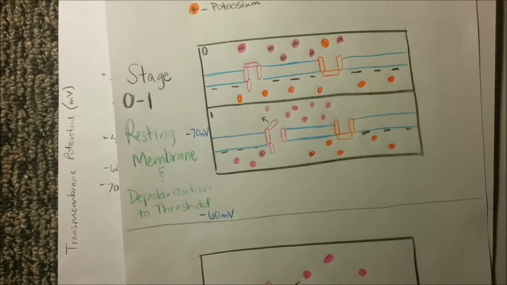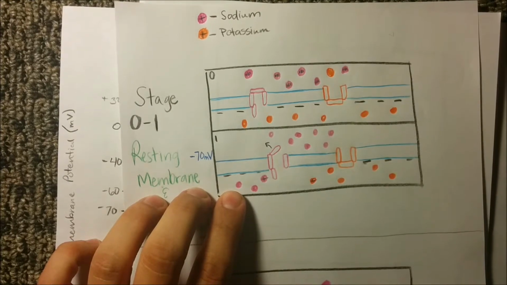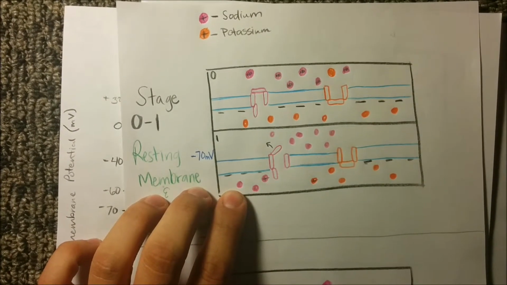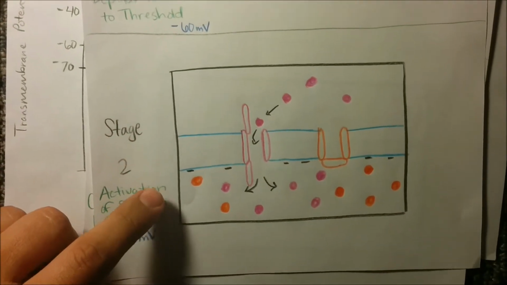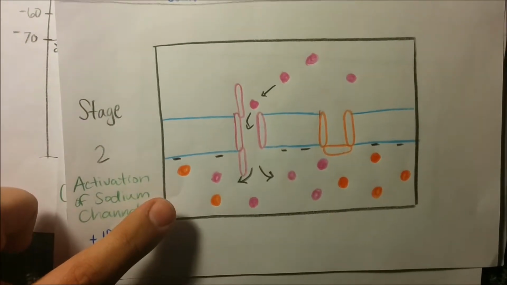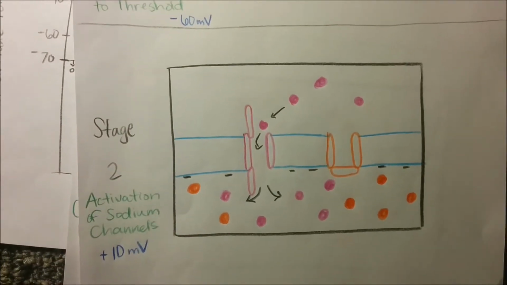In stage 1, a graded depolarization brings a portion of the excitable membrane to its threshold, beginning to open the voltage-gated sodium ion channel. In stage 2, the sodium channels are fully activated and the plasma membrane becomes more permeable to sodium, causing it to rush into the cell's cytoplasm.